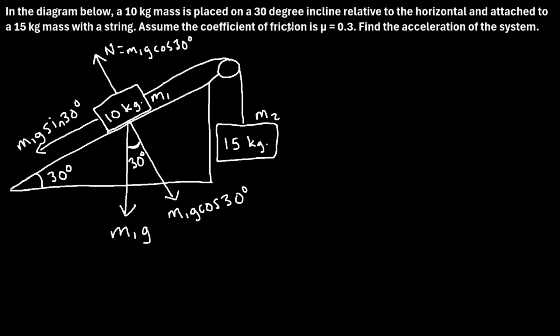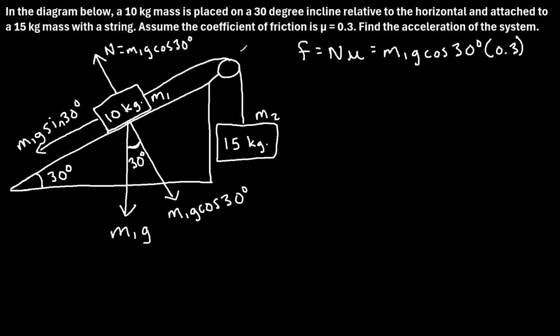So we're told that the coefficient of friction is 0.3. So to find the force of friction, here's what we need to know. The force of friction, let's call that little f, is simply equal to the normal force times the coefficient of friction. So we just found the normal force, and we're told that the coefficient of friction is 0.3. So this force of friction is going to be m1g times the cosine of 30 degrees multiplied by 0.3.